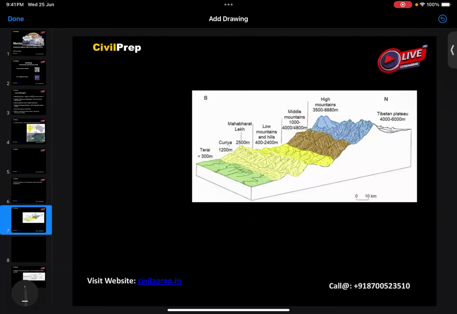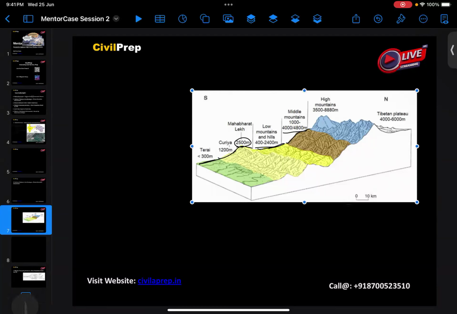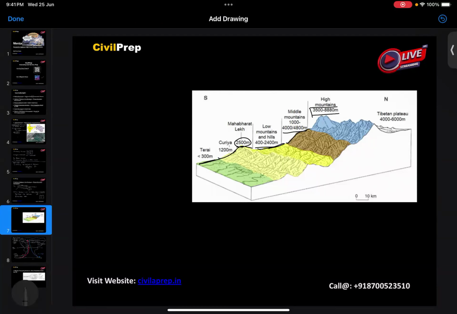So we will see that in the Himalayan region, the Tarai belt is around 300 meters, while the Mahabharat range is around 2500 meters. The low mountains are almost 400 to 2400 meters in height, while the middle mountains are 1000 to 4000 meters in height. While the high mountains range between 3500 to 8880 meters. Therefore, we see that these regions are very vulnerable to hailstones.